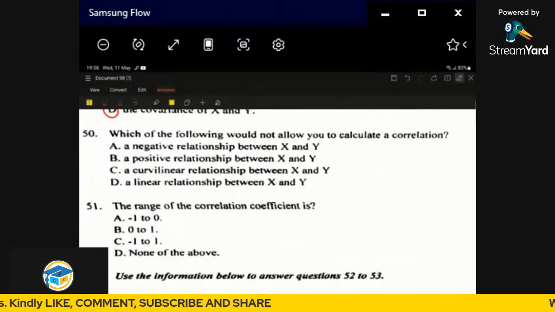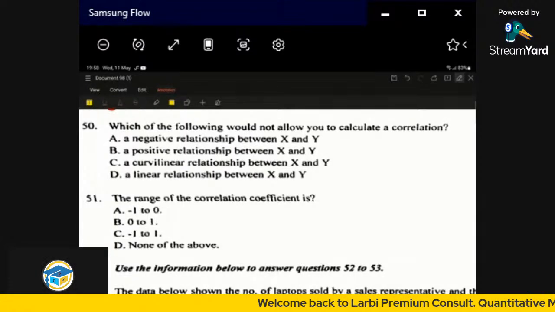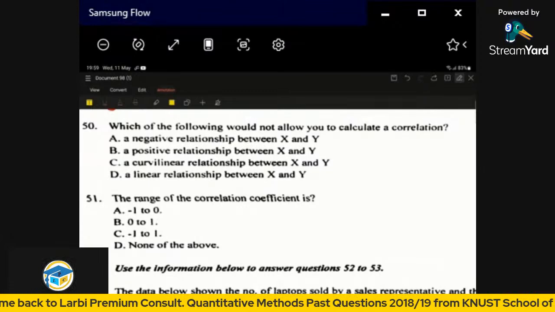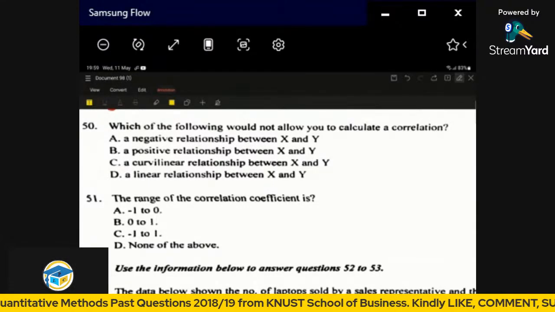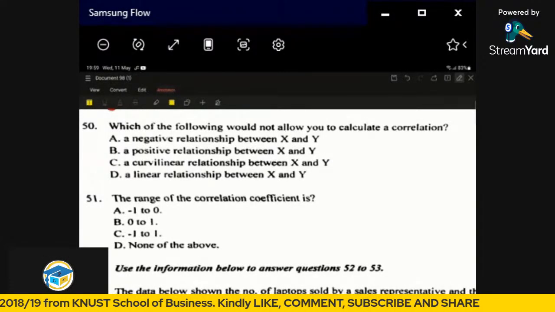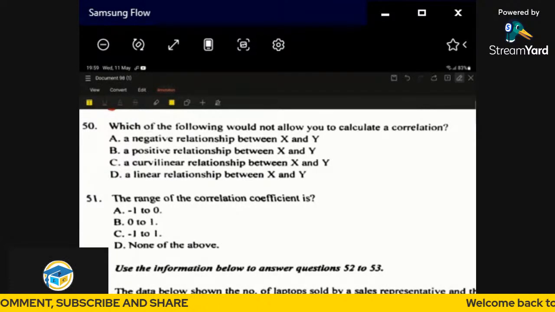Let's move on to question number 50. Which of the following will not allow you to calculate a correlation? A, a negative relationship between x and y. B, a positive relationship between x and y. C, a curvilinear relationship between x and y. And D, a linear relationship between x and y. So which of them will not help you to calculate a correlation between the two variables in this case?